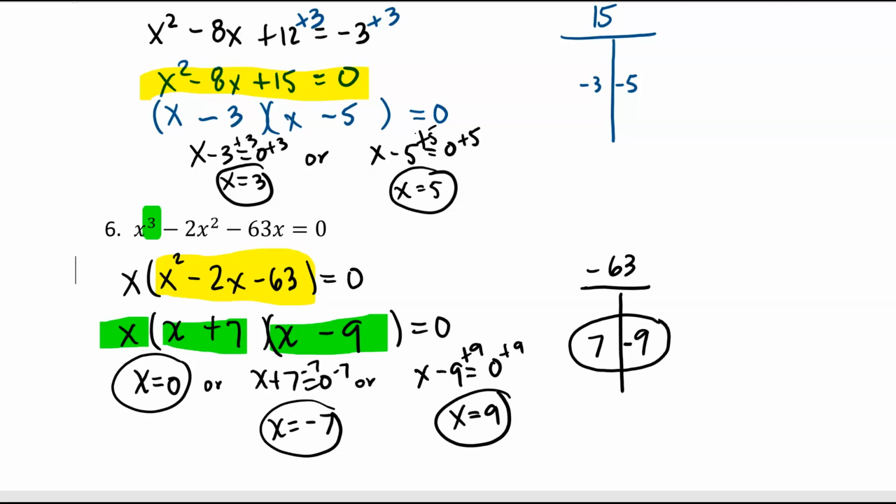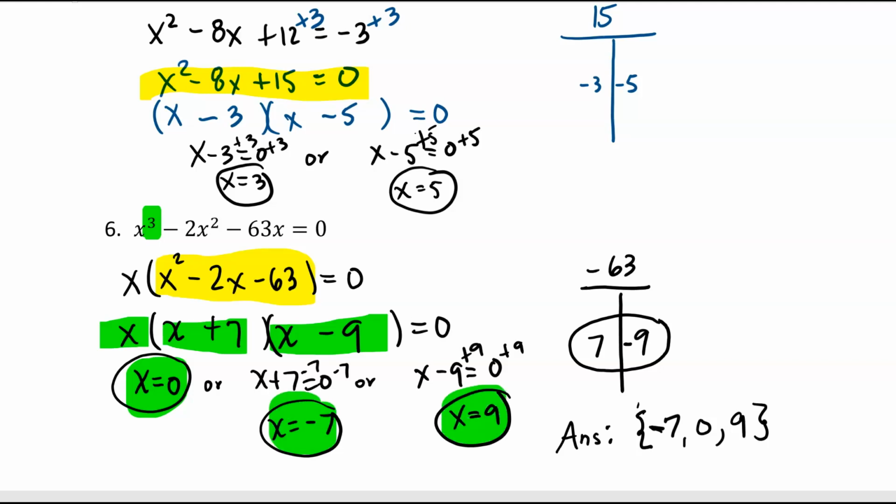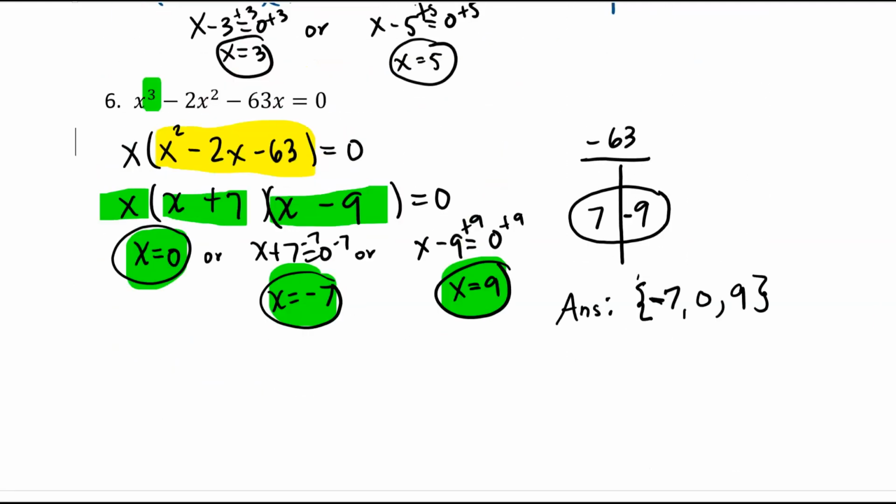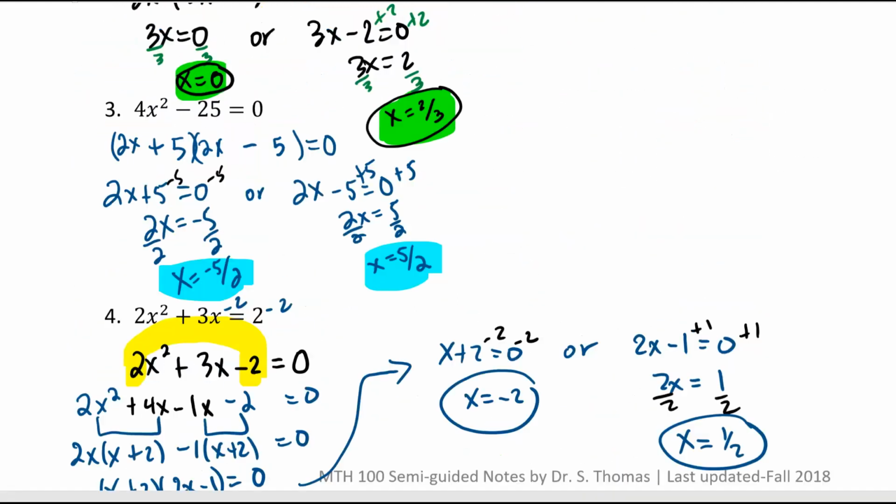So the solutions are, and if you had to write it in order, what would be the lowest number? -7 would be the lowest number, right? Then 0 and 9. So this is another way to write the answer. But on the test, I am fine with you circling x equals 0, x equals -7, x equals 9. Well, this concludes the video on how to solve equations that involve factoring.